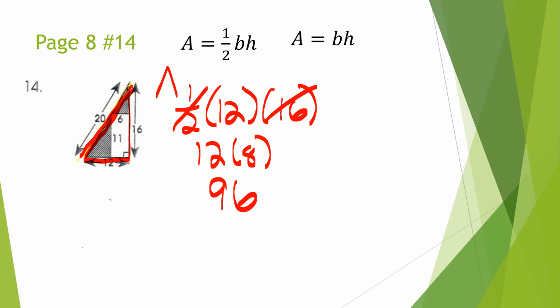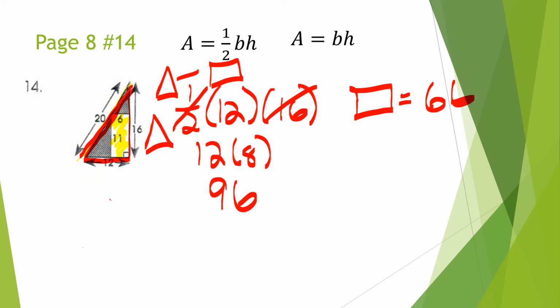So it's the triangle minus the rectangle. That's what I'm trying to do. So that's the triangle. Now I need the rectangle. For the rectangle that I'm using, it's this one here. And that rectangle is just 6 by 11 for the area. So obviously that's just 66. If you want to write it out, there we go.